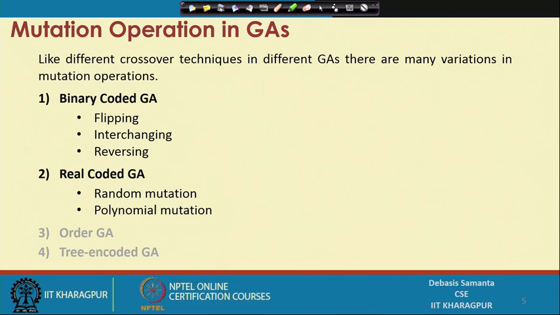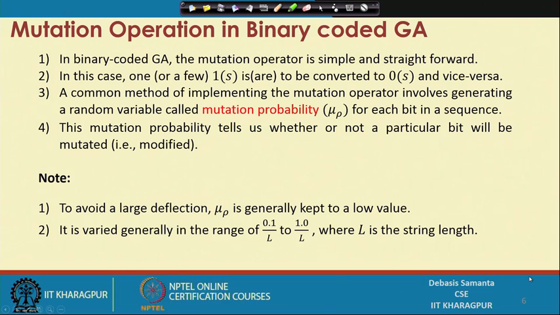In case of binary coded GA, as far as the mutation operations are concerned, there are three different versions: flipping, interchanging and reversing. Similarly, for the real coded GA, two different techniques are followed: random mutation and polynomial mutation. First, let us discuss the binary coded GA mutation, starting with the flipping operation. Before discussing the flipping operation or other mutation operations in binary coded GA, we will tell exactly what the basic concept is as far as mutation is concerned.